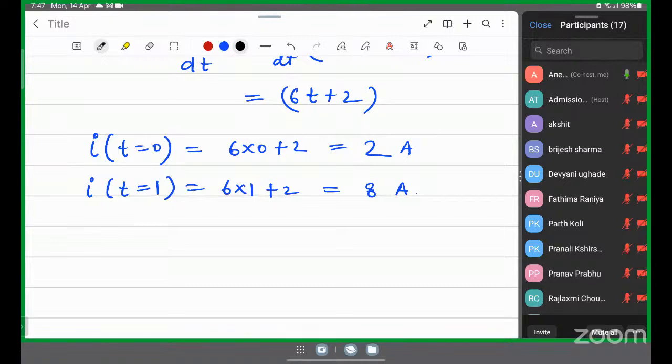Understood? Understood or any doubt? Yes? Okay.